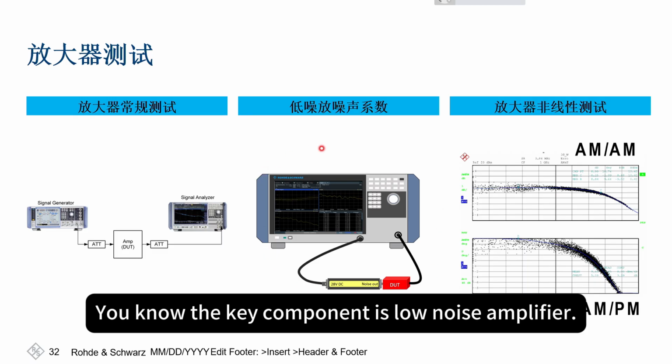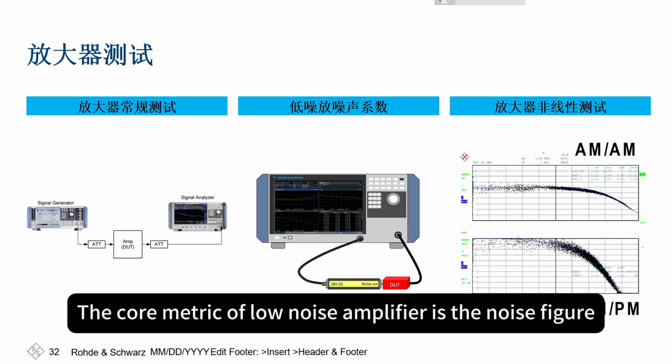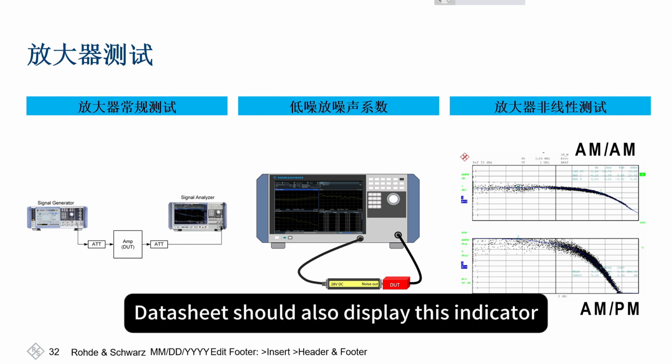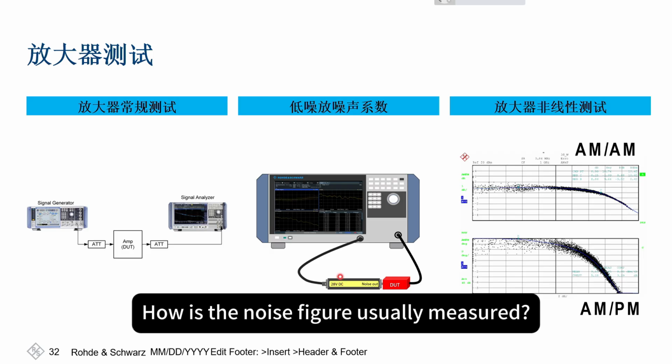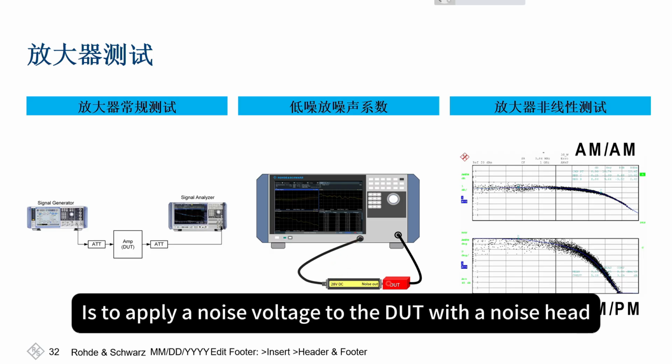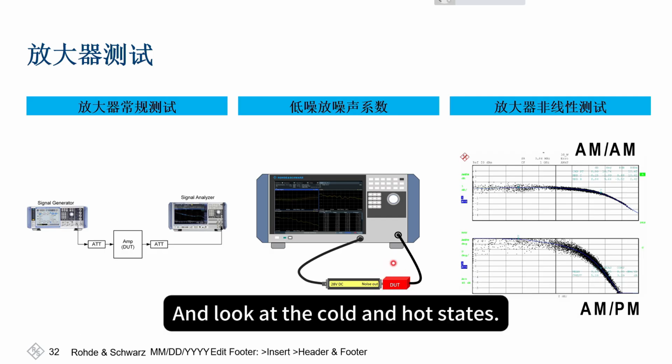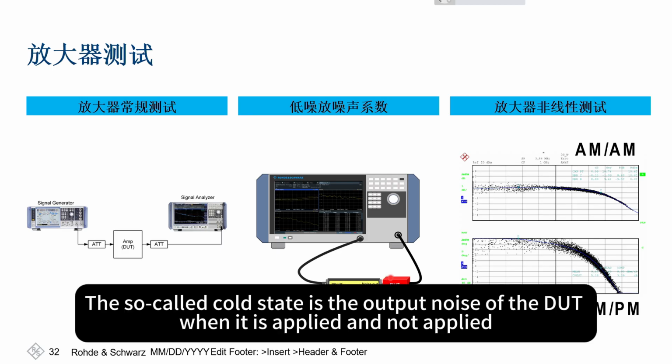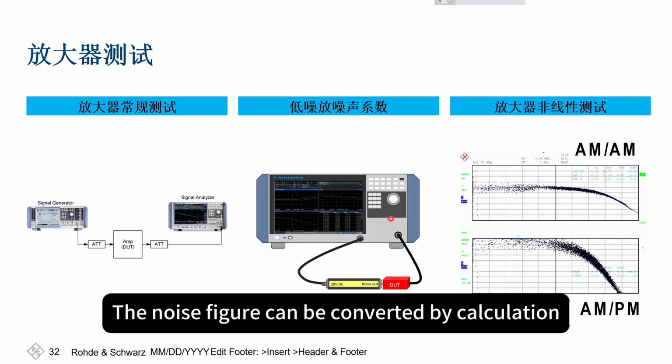What about reception? You know the key component is the low noise amplifier. The core metric of a low noise amplifier is the noise figure. The datasheet should also display this indicator. How is the noise figure usually measured? It is to apply a noise voltage to the DUT with a noise head and look at the cold and hot states. The so-called cold state is the output noise of the DUT when the noise is applied and not applied. The noise figure can be converted by calculation.